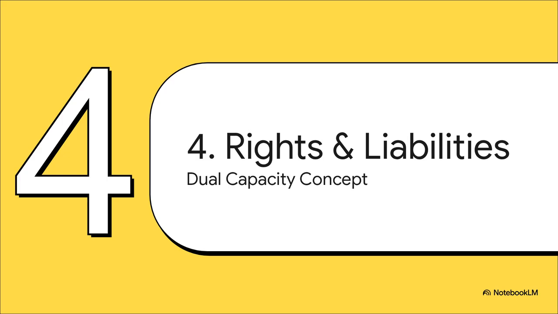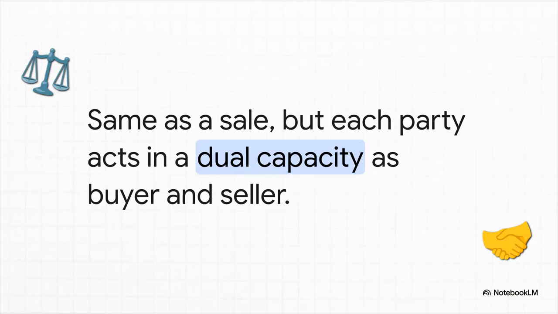Next up is Section 4, Rights and Liabilities. Under this heading, you will state that the rights and liabilities are the same as those of a buyer and seller in a sale. But here is the golden nugget. Each party has a dual capacity. They are simultaneously the buyer and the seller. I instruct you to specifically highlight this exact term, dual capacity, for the examiner. Draw a box around it, underline it, whatever you need to do. It brilliantly illustrates that you understand the reciprocal nature of the transaction, where A is selling to B and B is simultaneously selling to A.